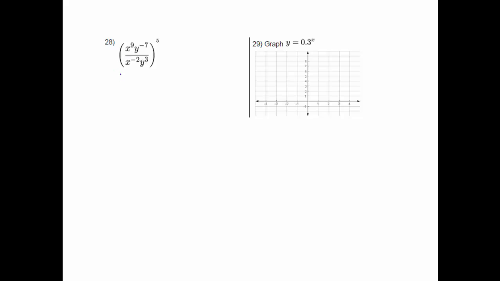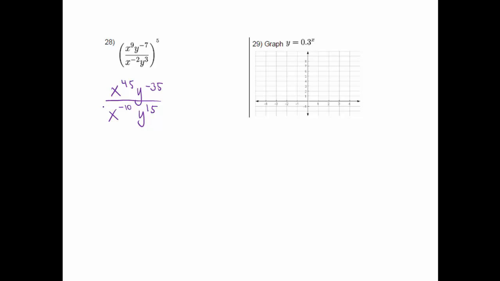Okay, 28, again we see those parentheses, so I'm going to multiply. I actually will work this two different ways in case you are a subtracting person first. If I multiplied, I'm going to get x to the 45, y to the negative 35 over x to the negative 10, y to the 15.